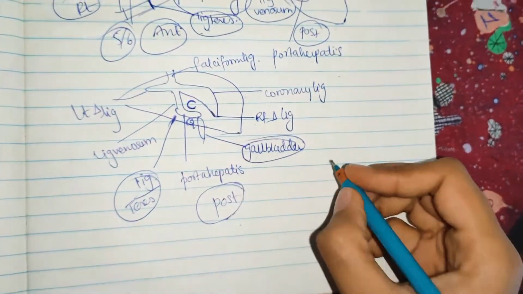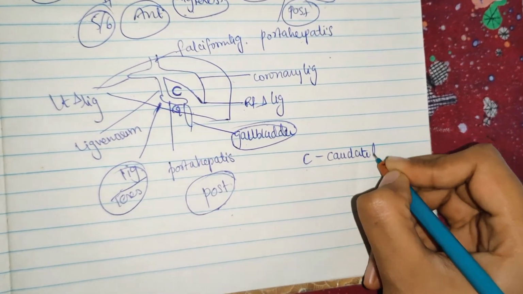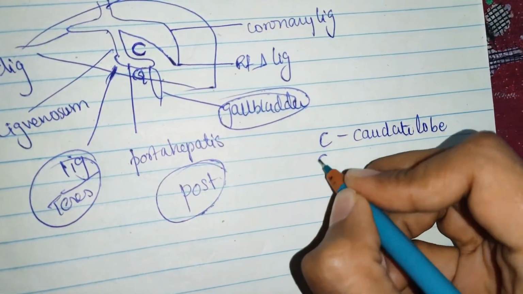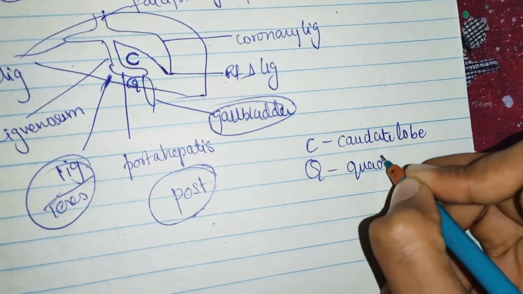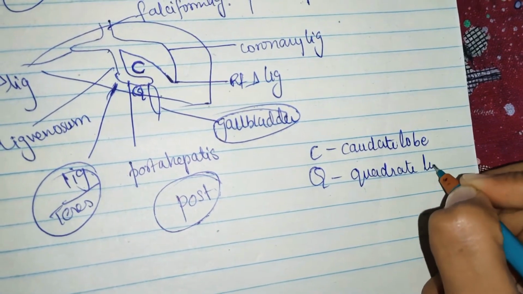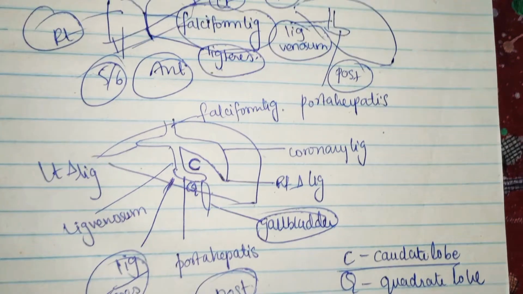So let me write that. C represents the caudate lobe. Okay, and Q here represents the quadrate lobe. Okay, so what are the caudate and quadrate lobes? Quadrate lobe, let us understand now. So what is the caudate lobe?